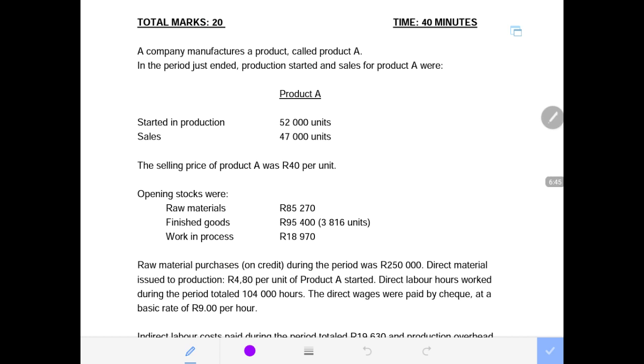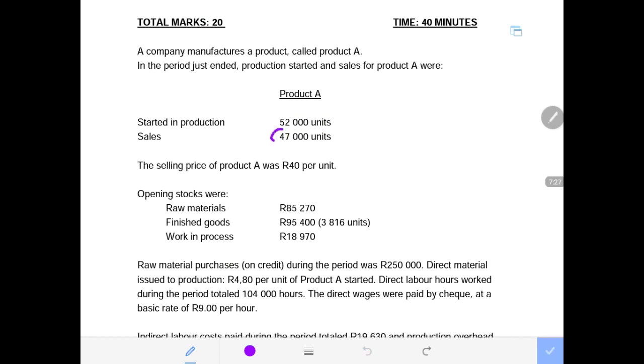A company manufactures a product called product A. So this is the name of the product, only one product. In the period just ended, production started and sales for product A were as follows. In the period that ended, we started production with 52,000 units, meaning units started in production.